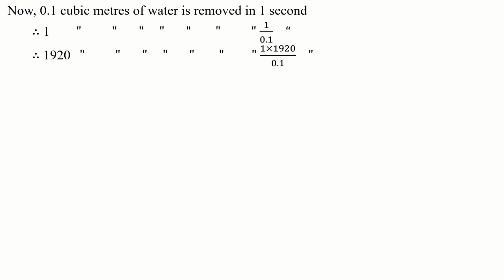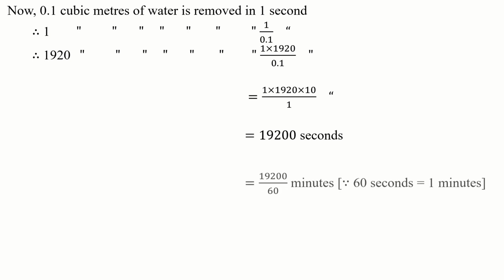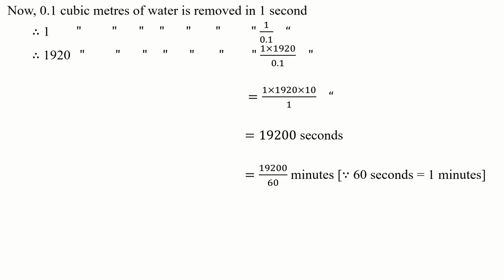Therefore 1920 cubic meters of water is removed in 1 into 1920 divided by 0.1 seconds. This is equal to 19,200 seconds, and we have to convert seconds into minutes. So divide by 60, as 60 seconds is equal to 1 minute.